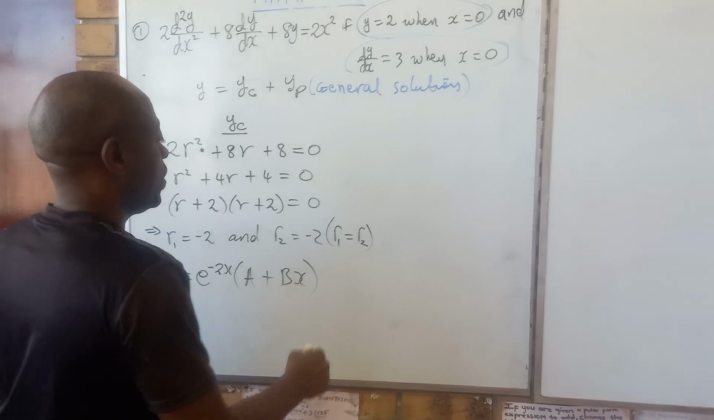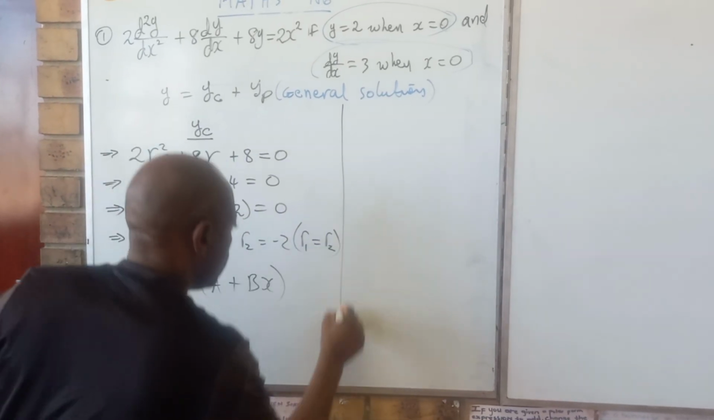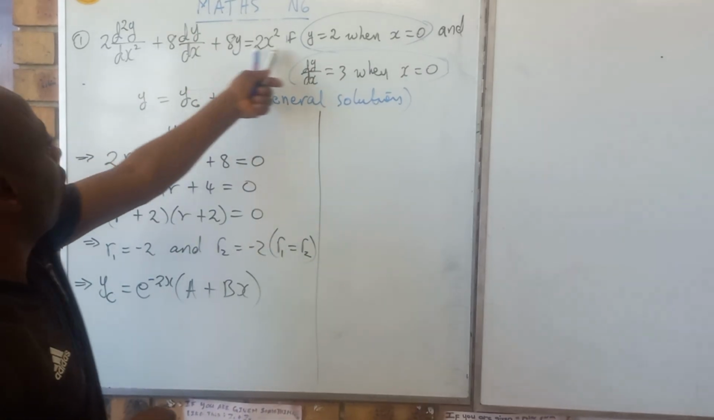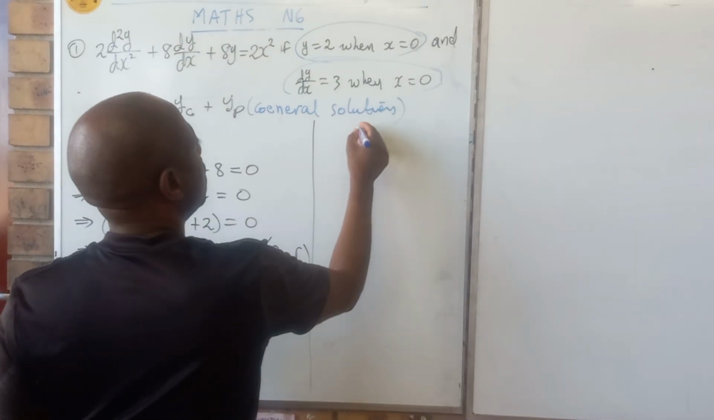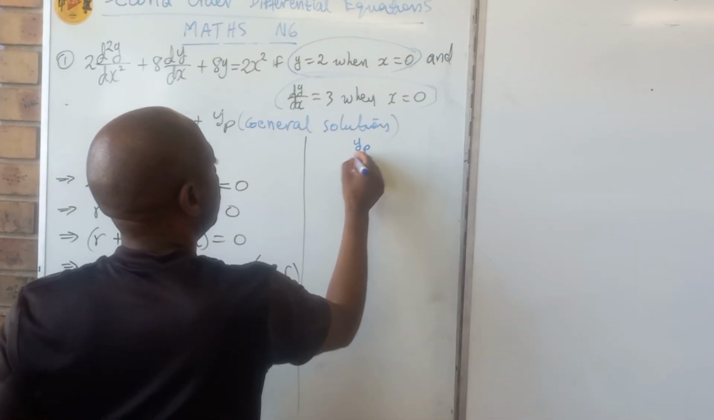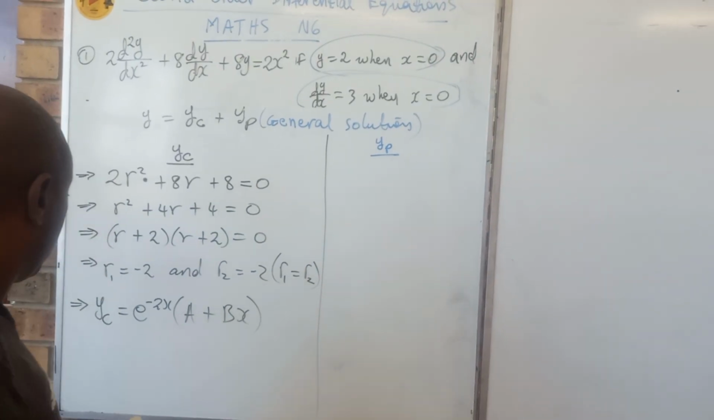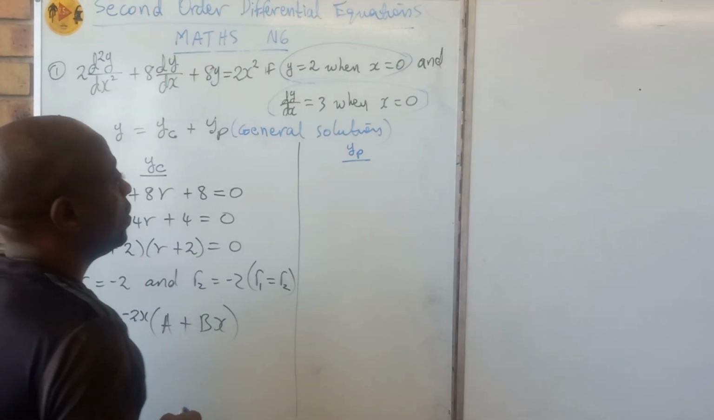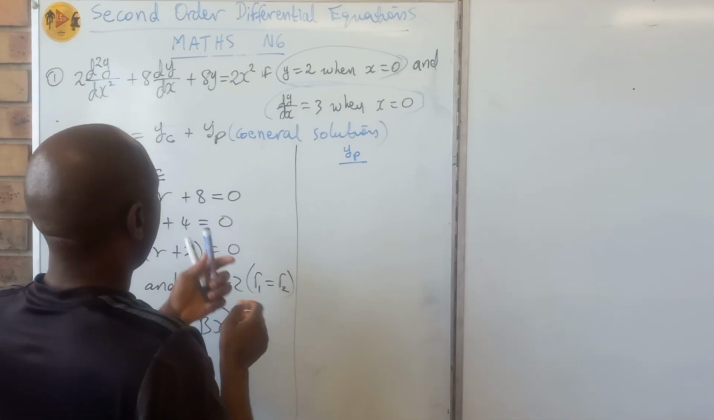So with YC, we are now done. I always expect every N6 student to be able to get that right, because it's all about creating a quadratic from your original differential equation. Then if you can solve your quadratic, you go to page 7, you copy down your formula, replacing this r by your negative 2. So now let's go to YP.